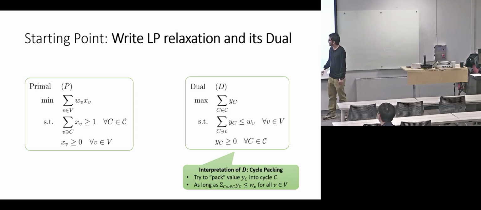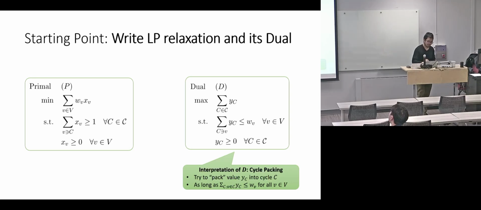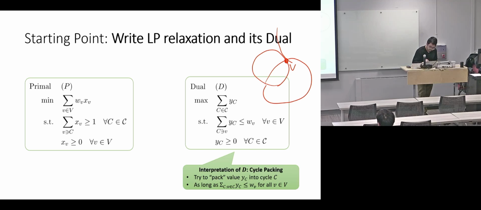The constraint is that every node has a capacity, and the sum of y_c for all c that contain v needs to respect the capacity on this node. So you pack a bunch of cycles. You have this node v, you can pack a bunch of cycles, but the total value of the cycles needs to be at most this weight, this capacity.